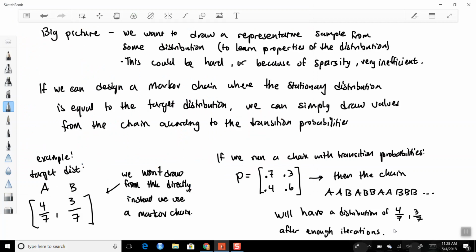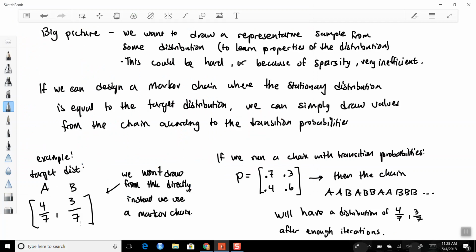Is that okay? And so this is the big picture idea: we've got some target distribution over here, and in this case it's a discrete one, but it can be generalized to a continuous case. We can't get it directly, or we don't want to do rejection sampling because maybe it's very inefficient. So to get a representative sample, we're going to run a Markov chain instead.